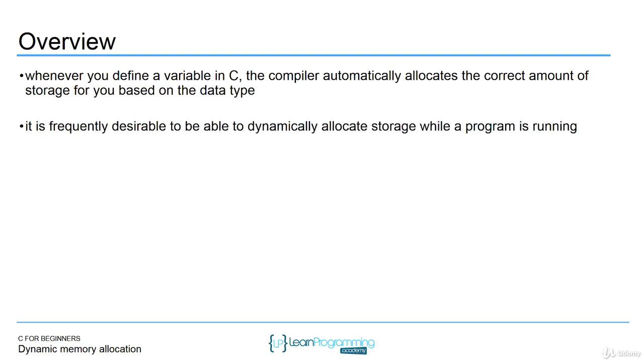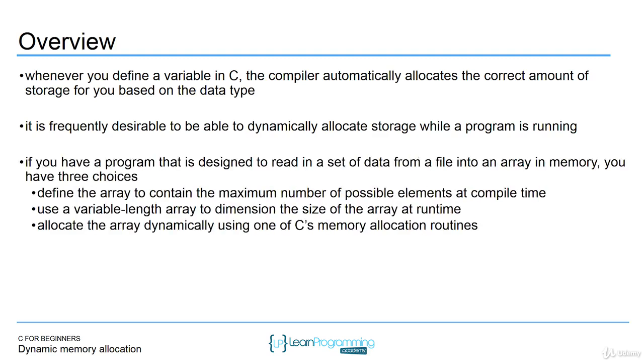So it's frequently desirable to be able to dynamically allocate storage while a program is running. Allocate memory as you need it. If you have a program that is designed to read in a set of data from a file into an array in memory, you have three choices. You can define the array to contain the maximum number of possible elements at compile time. It's a fixed size. If you define the array that has 50 elements, it's only going to contain 50 elements. The compiler determines that it's 50, and it's going to allocate that much memory when it runs.